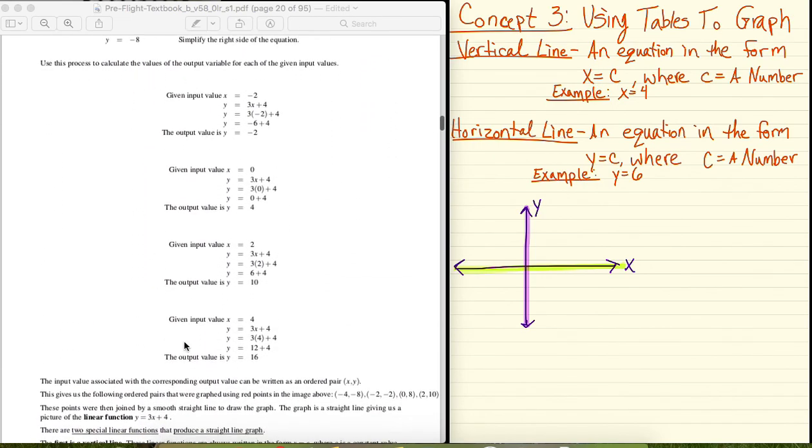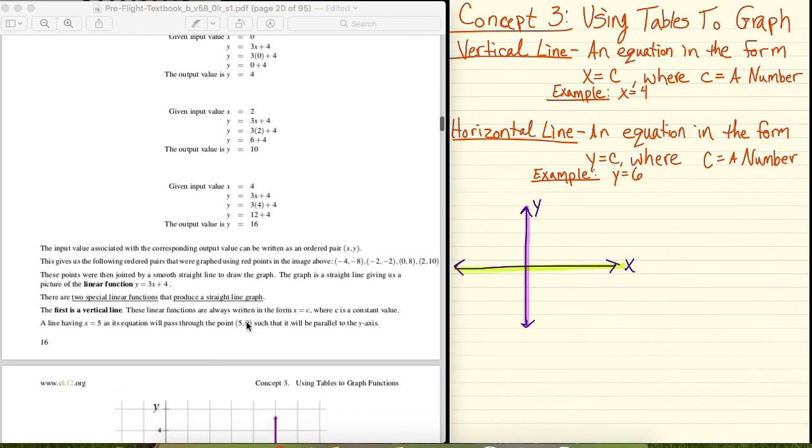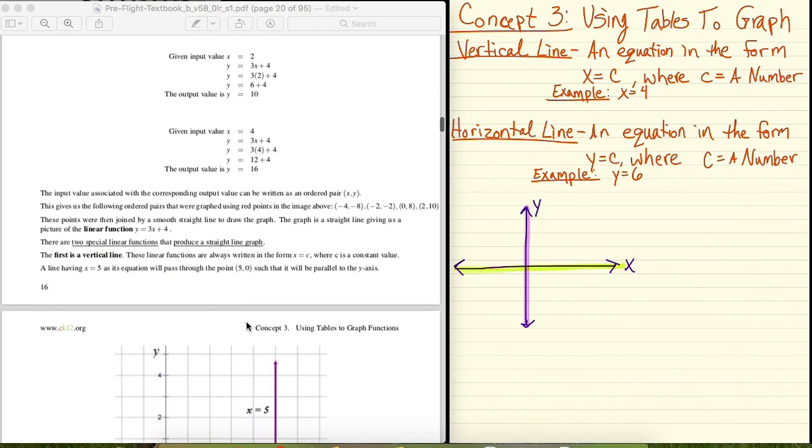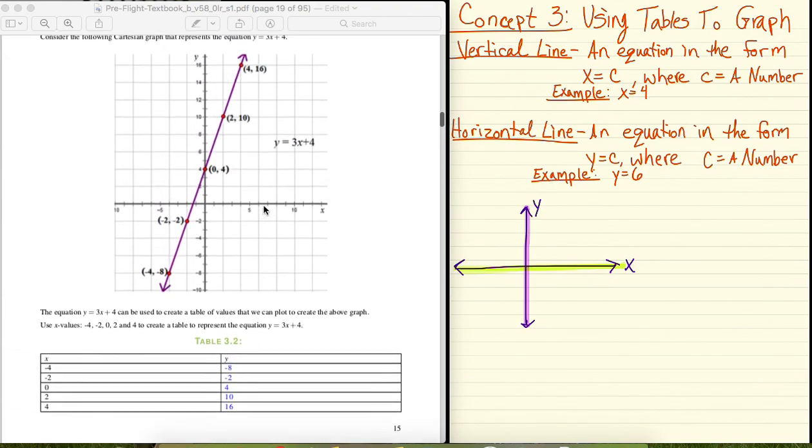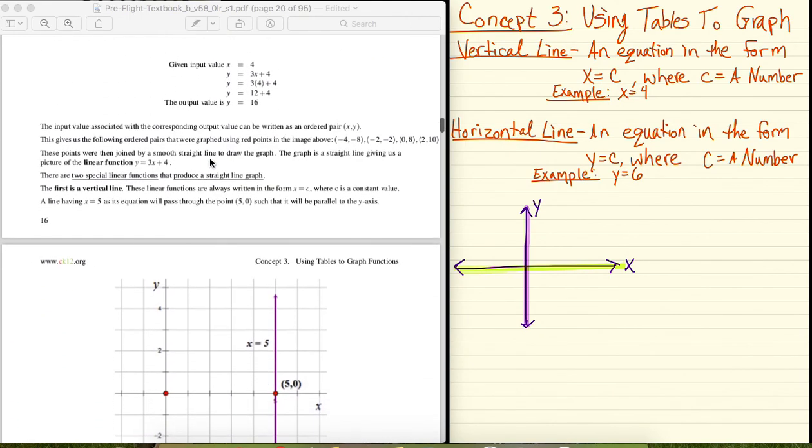So what the textbook is doing is just walking you through how they got those y values, depending on the value of x that they plugged in. So that's the work they're showing you next. What they're doing next is talking about 2 special linear functions that produce straight line graphs. Notice that this graph above had a slant to it. It was angled, right? We're going to talk about straight line graphs next.